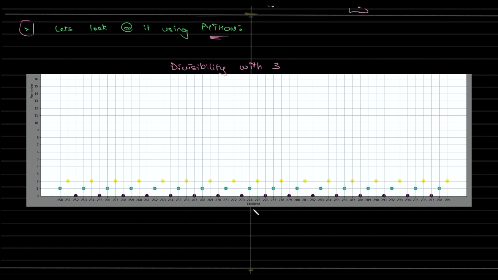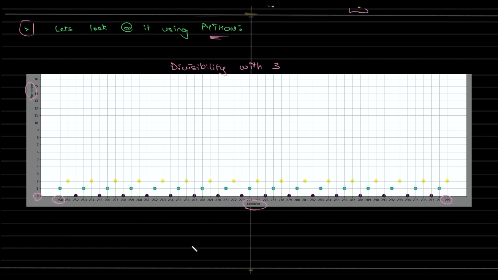So along the x-axis we have the dividend starting from 250 to 299, and the remainder is running along the y-axis starting from 0 to, well, in this case we don't need till 16, but anyways it's there. So when I divide 250 with 3, I get a remainder of 1. 251, I get a remainder of 2. 252, I get a remainder of 0.